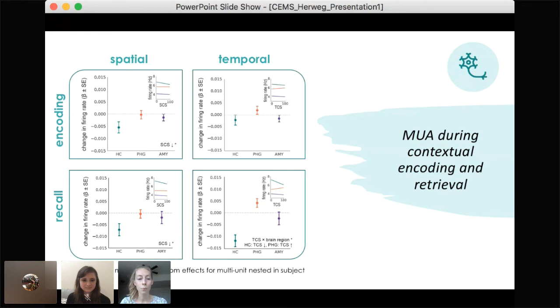And then for temporal encoding, we see a very similar pattern, but there is no statistically significant effect. So overall, what we can tell from this is that the effect seems to be very similar across all these conditions, and that there always is a decrease in multi-unit firing rates, and that is most pronounced in the hippocampus.